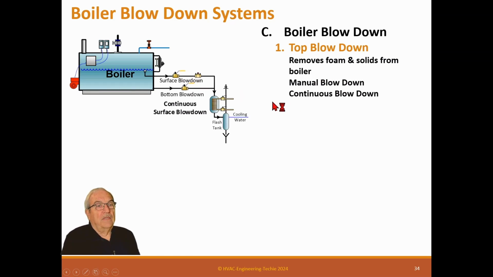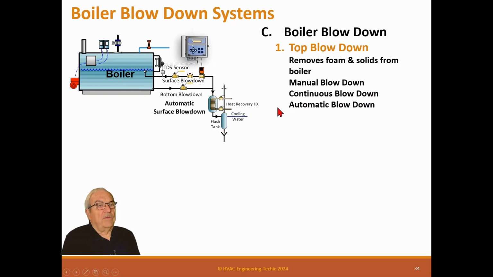You can get a continuous blowdown. It's a balance valve, so you're going to take a certain amount of water always off the top, run it through a heat exchanger, and then run it down to a flash tank and let it go to drain. You can balance this, and this one's manual. Just do it every once in a while.